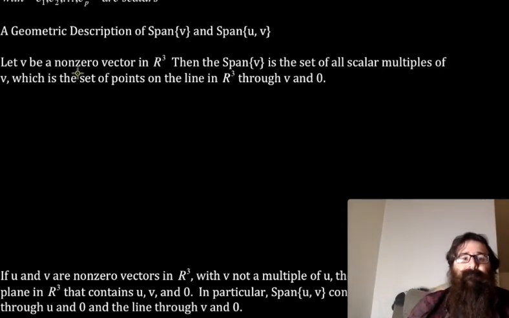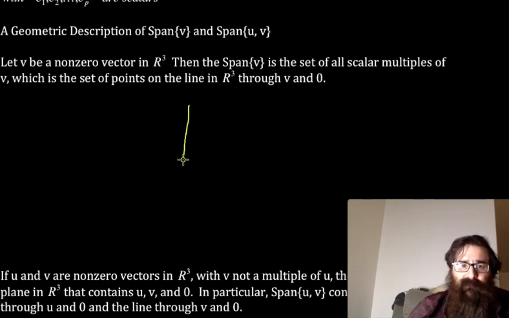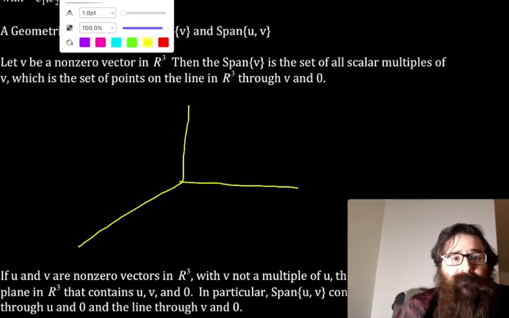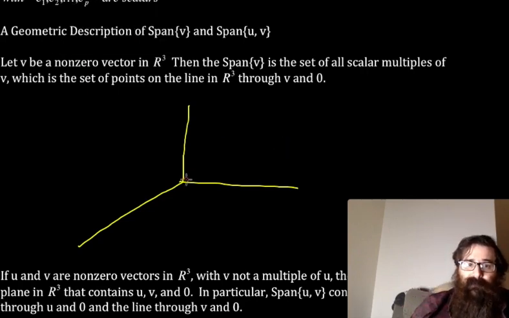So first, let vector v be a non-zero vector in vector space R3. Then we'd say the span of v is the set of all scalar multiples of that vector v, which is the set of points on the line in R3 through that vector v and the 0 vector. And let's get sort of a visualization of this. I'm talking about 3 space, so I'll get my sort of graph in 3 space. And I have a vector v, and I'm saying it's not the 0 vector, so there is something to it. This would be my vector v.